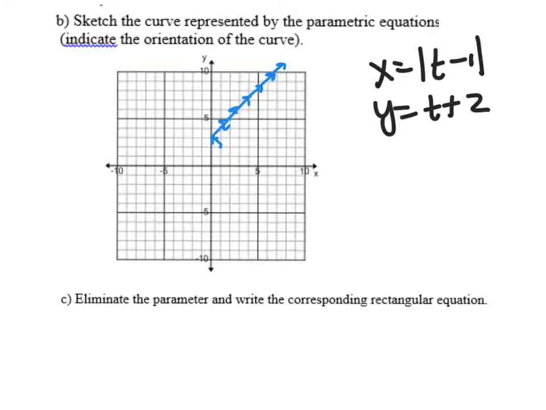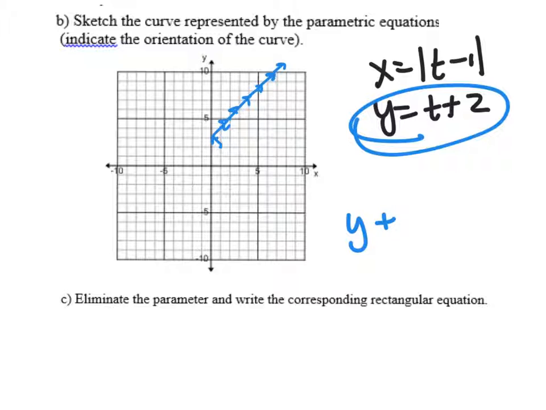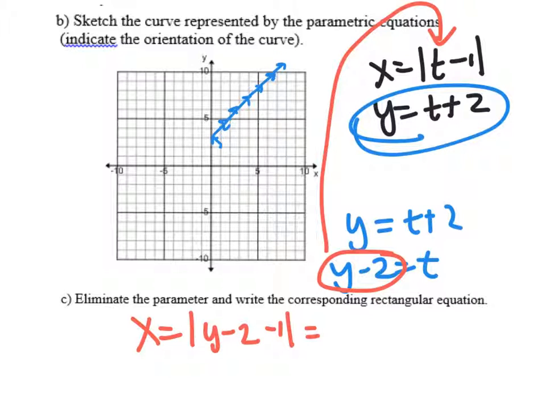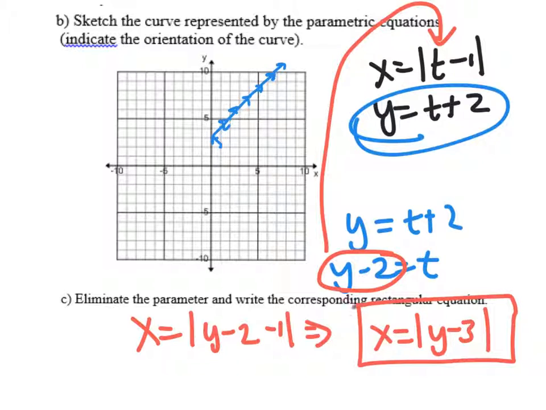So we're going to solve this one for t. So my y minus 2 equals t. And that is going to get substituted in to this equation. It's a little bit easier and a little bit less messy to plug things in. Y minus 2 minus 1. So that's going to give us x equals the absolute value of y minus 3. So that way you know that it opens up right and left and it's not a function.